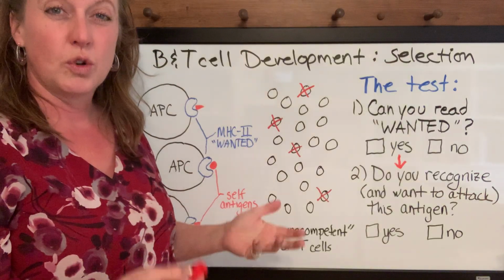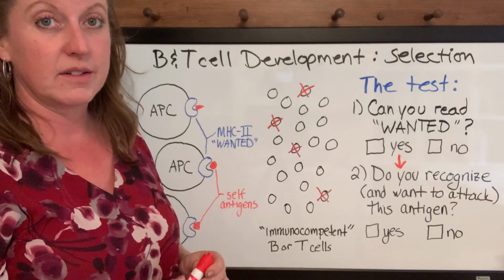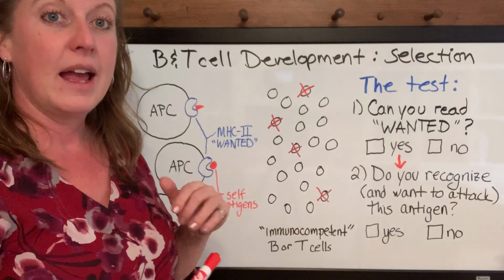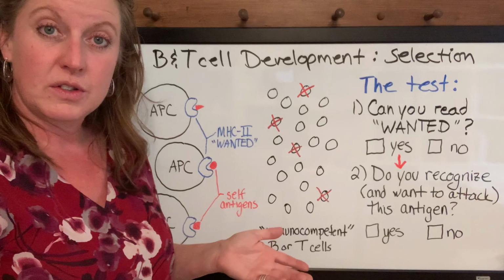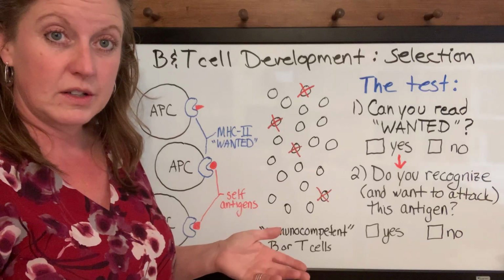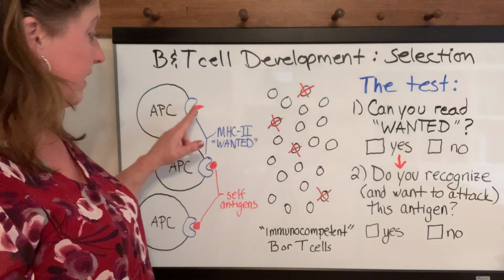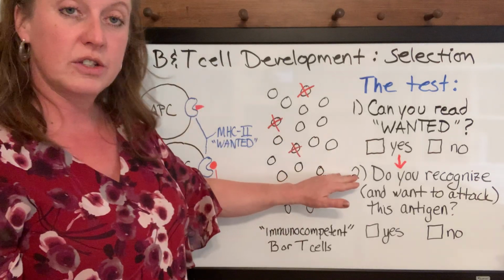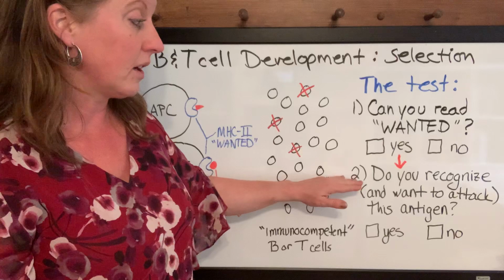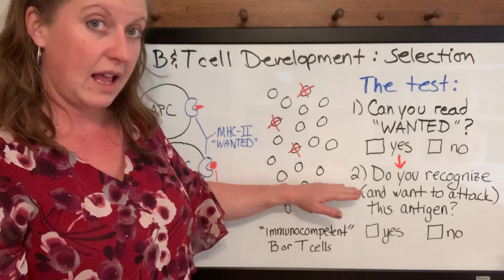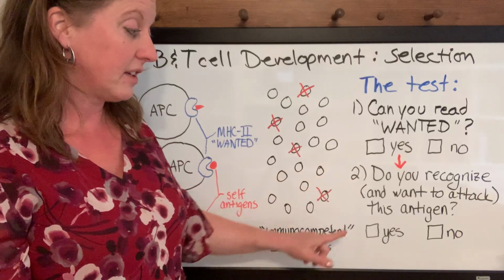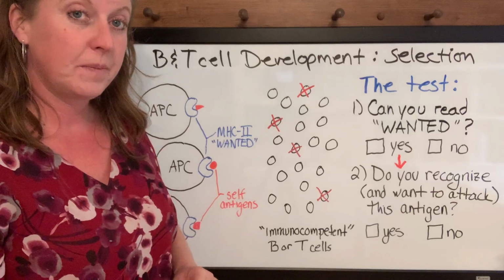In fact, they go dormant. So the antigen-presenting cells are like, we got a dud here, and they just get rid of it because it's not going to serve any purpose if it does go into circulation. If they answer yes, I can recognize the MHC2, then they get to go to the second question. The second question says, do you recognize and want to attack the antigen that is being displayed?